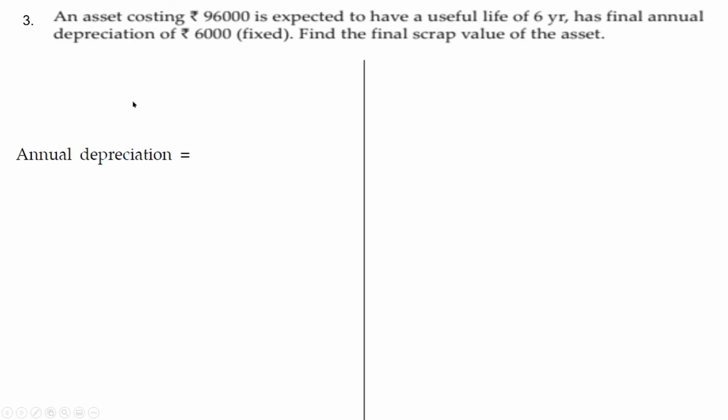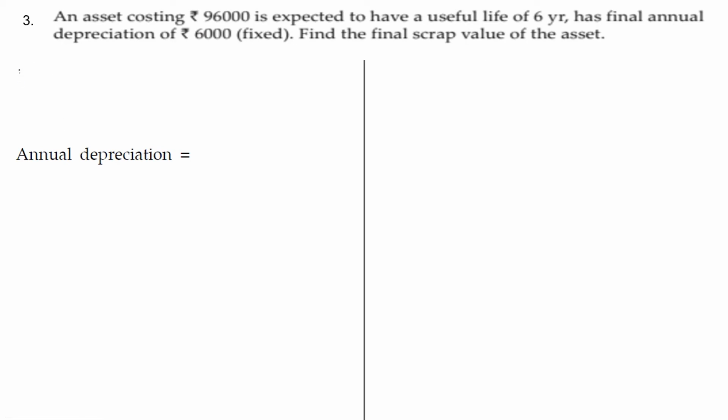Moving on to the last question. An asset costing rupees 96,000 is expected to have a useful life of 6 years, has a fixed annual depreciation of rupees 6,000. Find the final scrap value of the asset. So here the cost of the asset is given, useful life is given, and the depreciation is given. We need to find the scrap value.